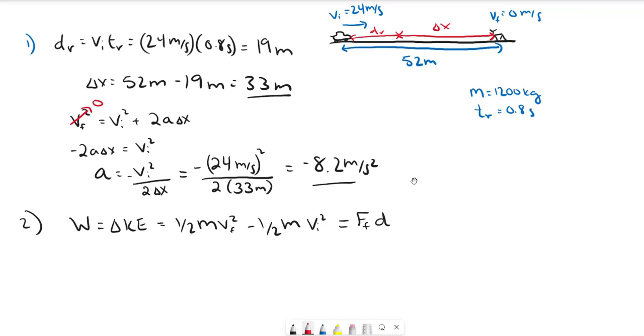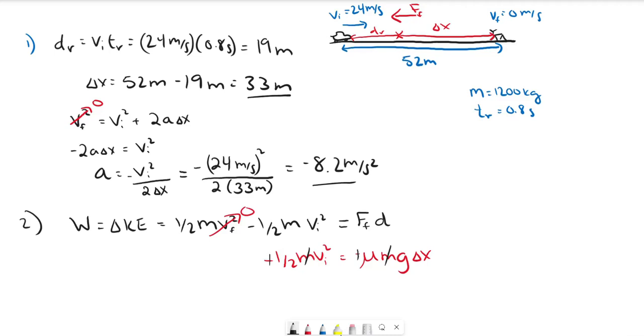We know that v final is 0, so again, this term is 0. That's just going to leave us with negative 1/2 m v initial squared equal to the force of friction times this distance. The force of friction is going to be in the negative direction, right? It's going against the motion in order to slow it down. So the force of friction is equal to negative mu m g, and then we're multiplying by the distance that this is happening over, which is delta x. We do have the mass on both sides, so these are just going to cancel out. And both sides are negative, so that's just going to end up being positive.